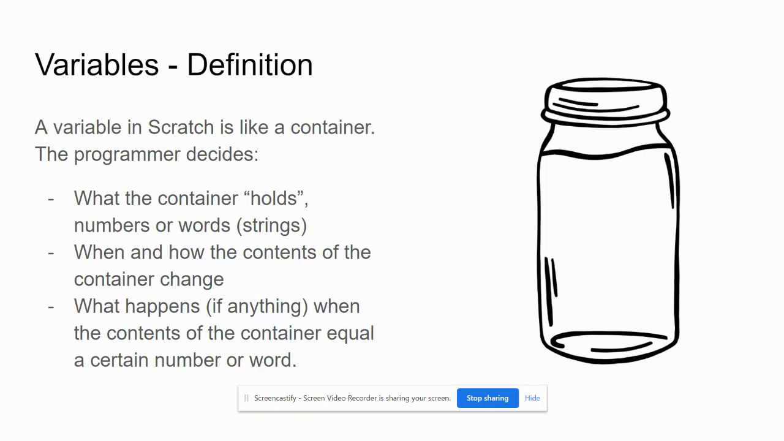In Scratch, variables are like containers. They hold whatever numbers or strings, which is a word, that we want them to. And then we create our own scenarios for when the variables change. And in the case of numbers, by how much.